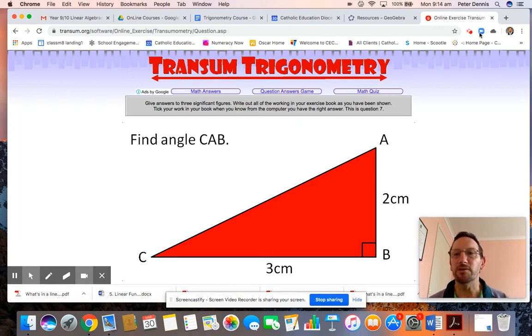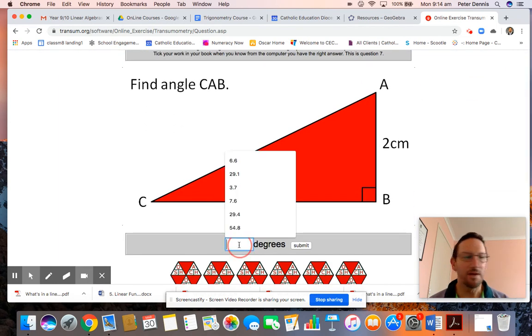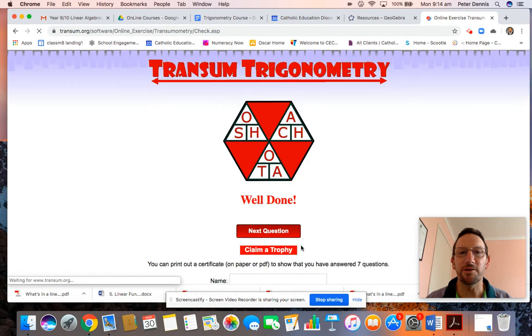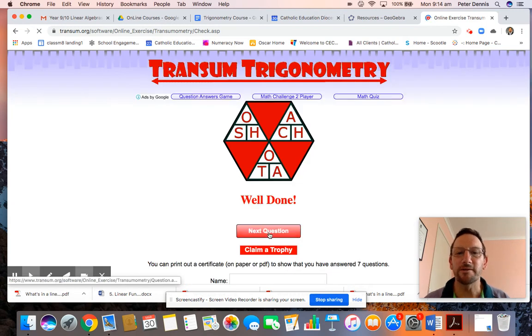And with this little applet that I've got, it's a Transum applet, 56.3. If I submit that, it should be correct, hopefully. Yeah, well done. Next question.